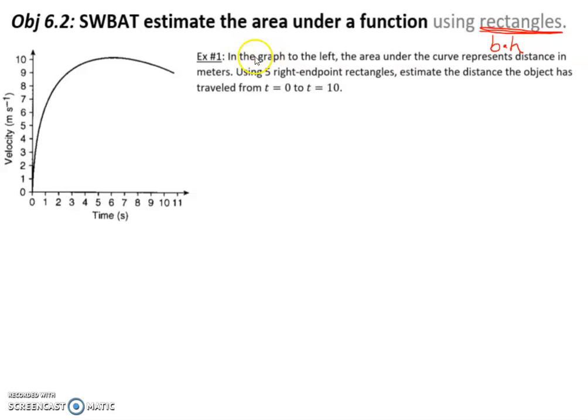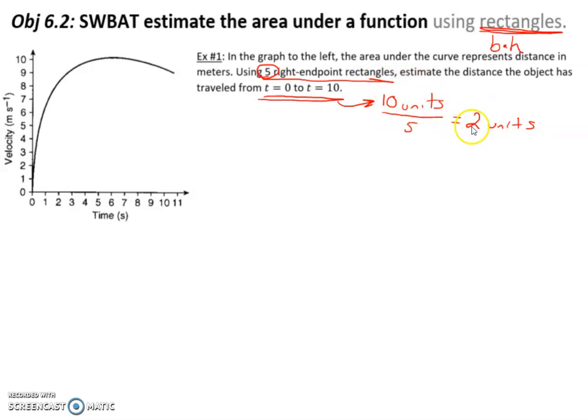So in our first example, they're asking us to estimate this area using 5 right endpoint rectangles. We'll get to right endpoint in a moment, but 5 rectangles from t equals 0 to t equals 10. So you notice that the distance or the amount of t traveled from 0 to 10 is 10 units. And they're asking us for 5 rectangles. So if we're going 10 units and 5 rectangles, then if you divide this, that means that each rectangle is going to be 2 units wide.